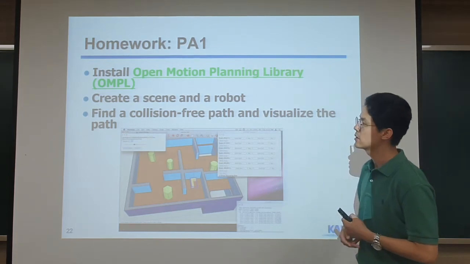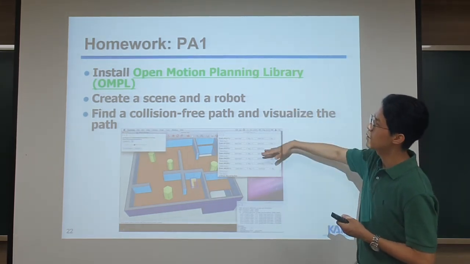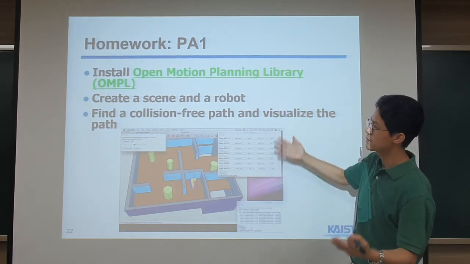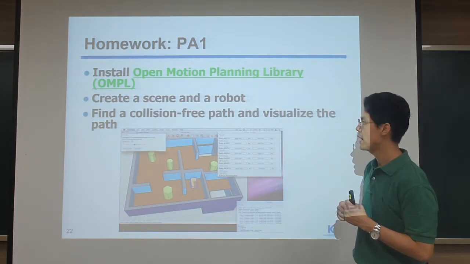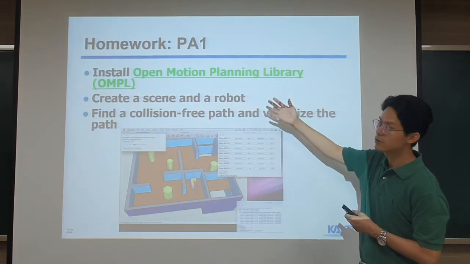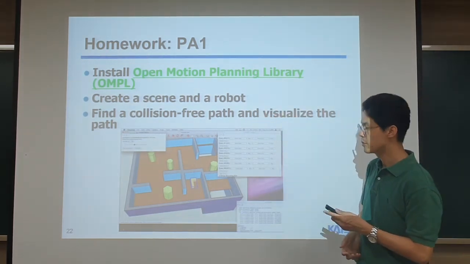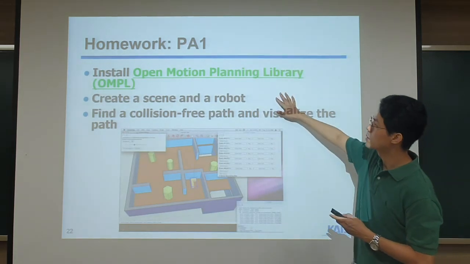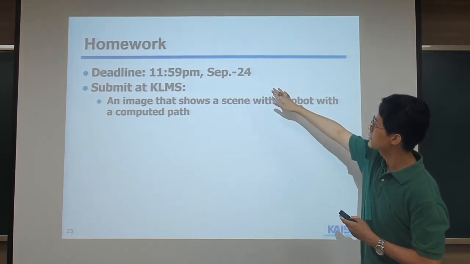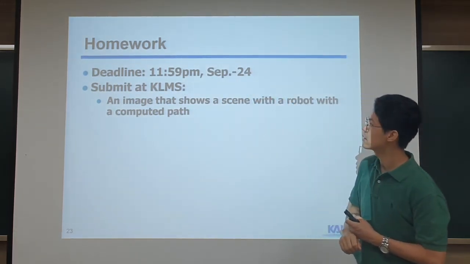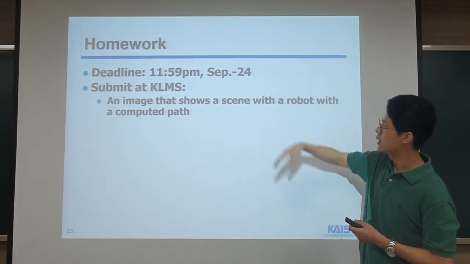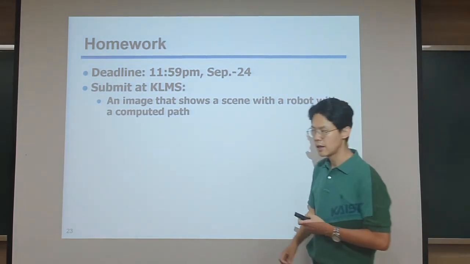So I'd like to recommend this PA1. Try the library tool, set up the basic scene, and see how you can compute the path. You don't need to implement any complicated algorithm, but by doing this homework, you can get a much better idea about how to compute the path. There will be a more detailed spec at the homepage, which will be given by the TA. The deadline is September 21st, and you submit the image that shows the scene with the robot and the computed path. Submit that image to the KLMS, and then the TA will go over it.